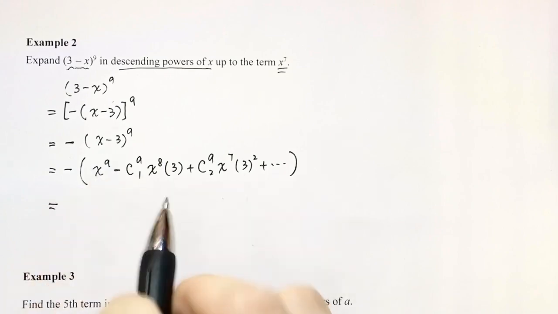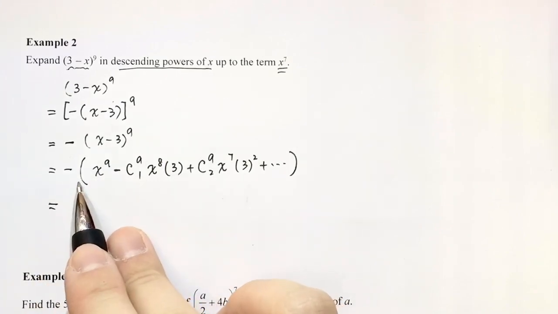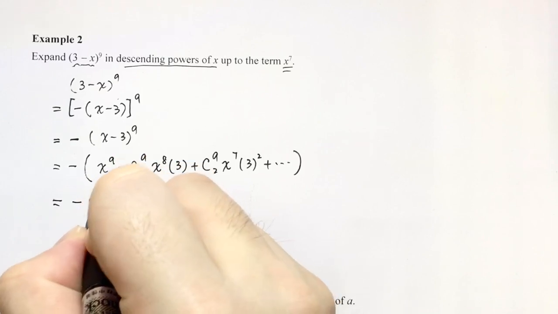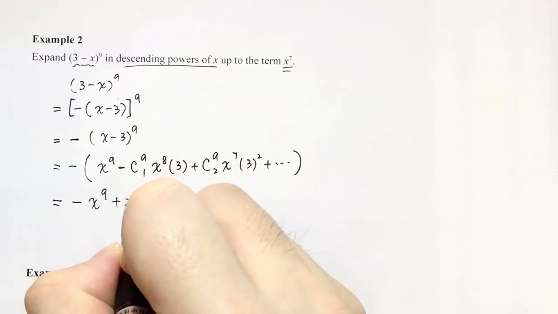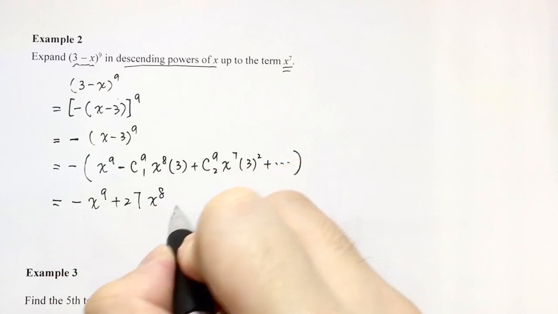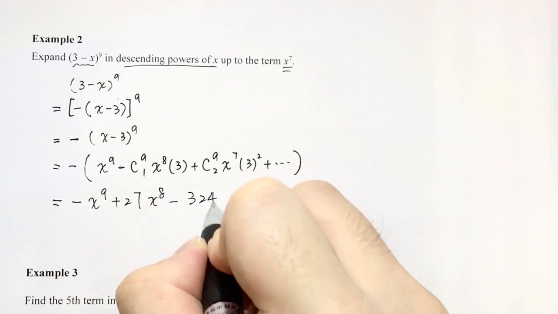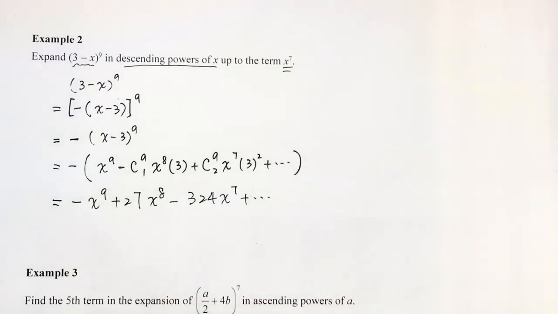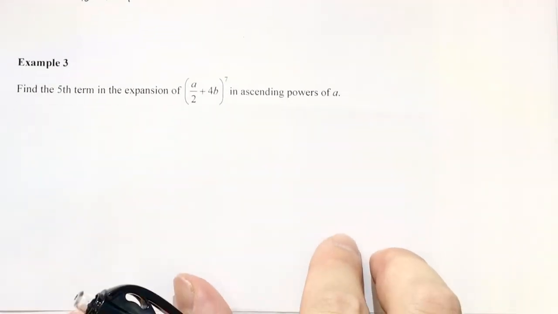And simplify the values and remove the brackets. We have negative x to the power of 9 plus 27x to the power of 8 minus 324x to the power of 7 plus dot dot dot, and it's done. Okay? Now example 3.